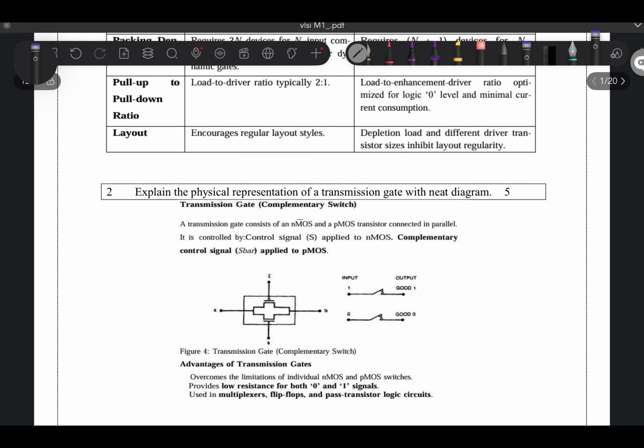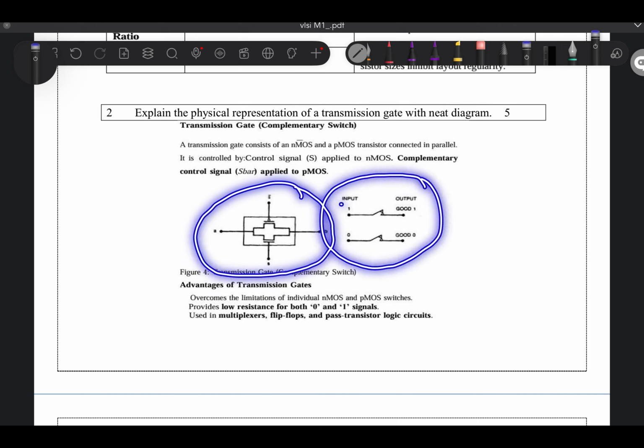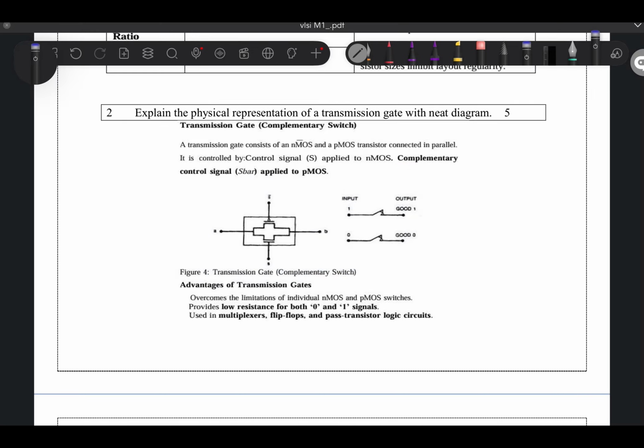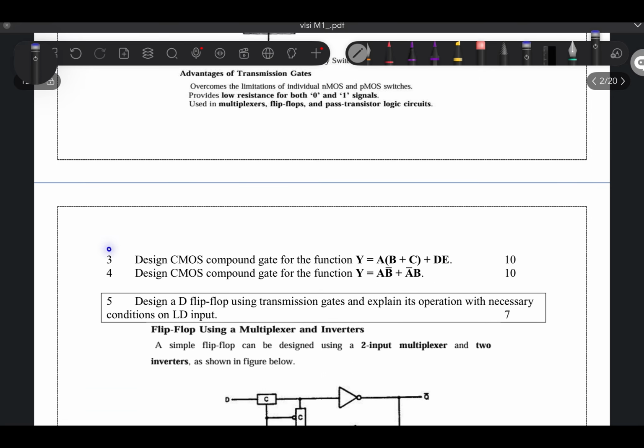Then second, physical representation of transmission gates with a neat diagram. Here it is 5 marks, and in this subject there is no need to write much theory, but you should be careful to draw the diagrams correctly and name them: input, output, what is the good output, what is the bad output. You should be remembering it. So these two questions are there.